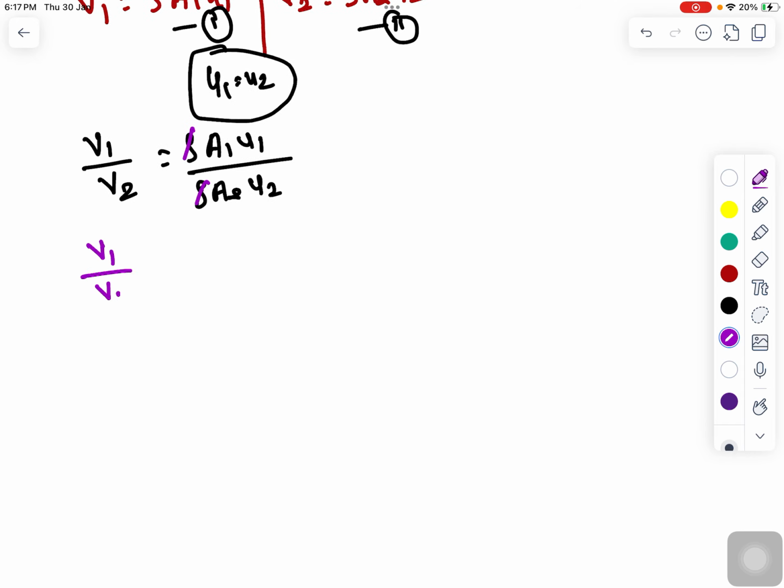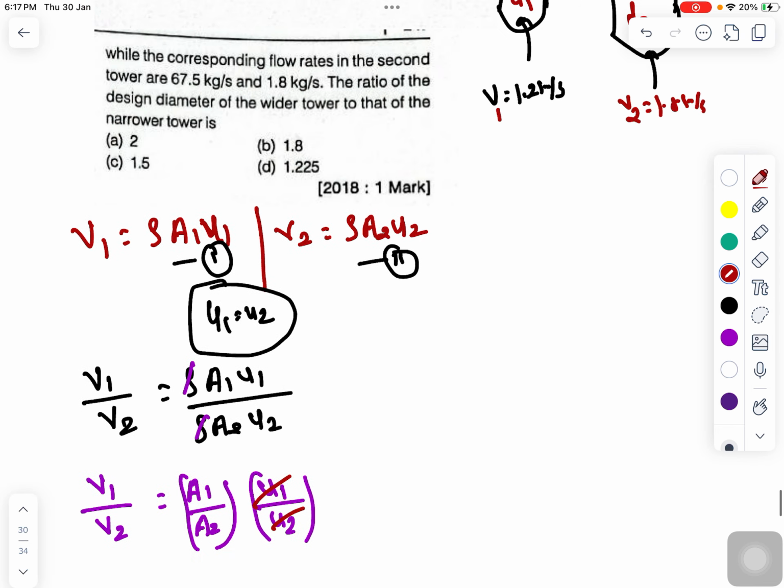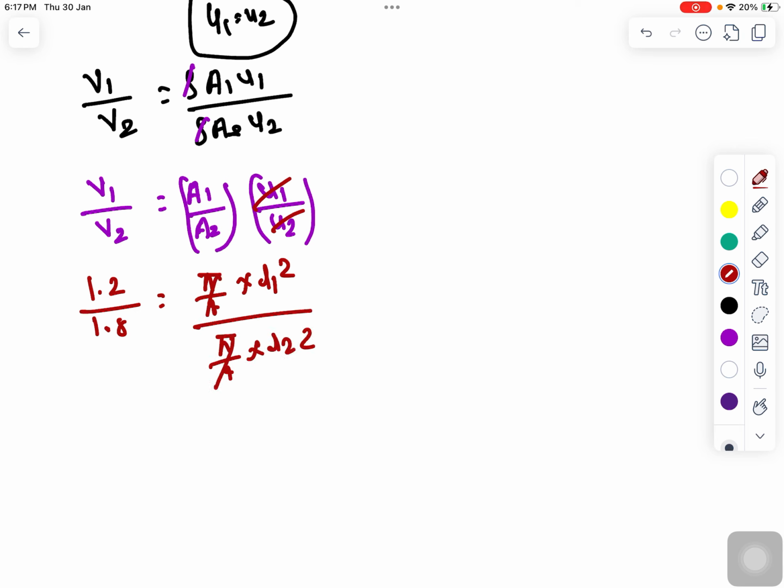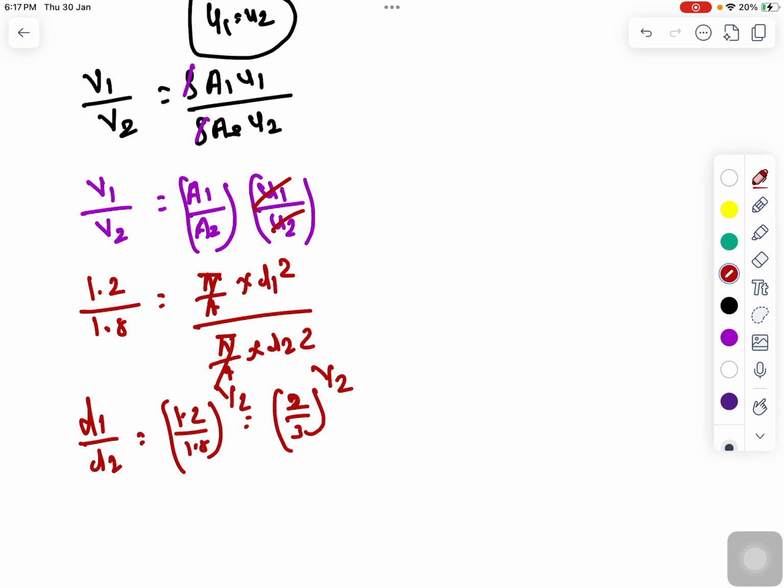So again V1 divided by V2 is equal to A1 divided by A2 times u1 divided by u2, and u1 and u2 are the same, so they get cancelled out. V1 is 1.2 and V2 is 1.8, so 1.2 divided by 1.8 is equal to pi by 4 into d1 square divided by pi by 4 into d2 square. The pi by 4 will get cancelled out. So d1 divided by d2 is equal to (1.2 divided by 1.8) whole to the power 1 by 2, that is (2 by 3) whole to the power 1 by 2.